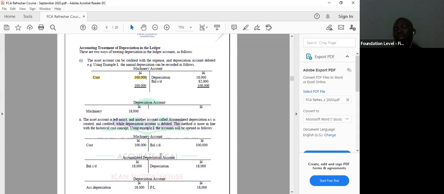Now, after the 100,000, we have depreciated it. Our depreciation for the year is what? Is 18,000. And depreciation is used because it's a systematic allocation of the depreciable amount, the benefit that we have enjoyed. So it means that for that year, we have enjoyed 18,000 naira value of the asset. So we need to reduce the 100,000. The 100,000 is what is available for us to enjoy. Then for the first year, we have enjoyed 18,000. So we credit the 18,000. Then we come here and debit that 18,000.